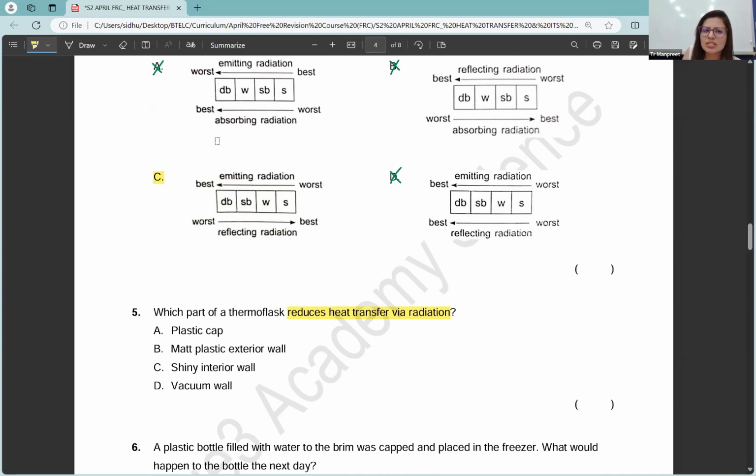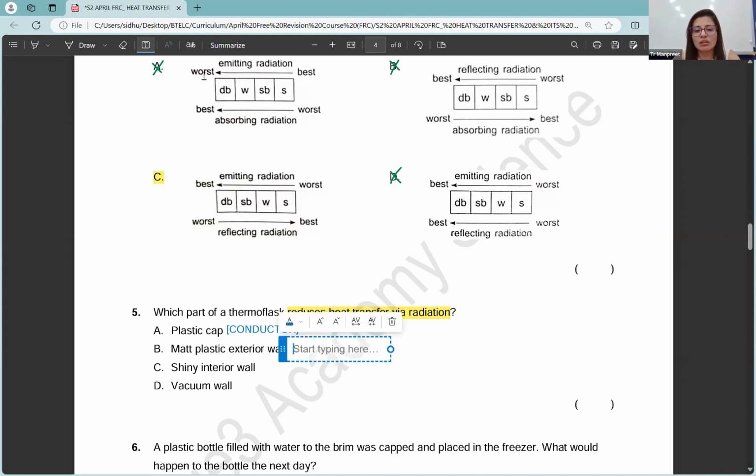So plastic cap, is it by radiation? No, plastic cap we know is by conduction. This is a non-conductor of heat, it's a non-metal. Then you have the matte plastic surface. Again, you have plastic and it's matte color. Is it going to help with radiation?